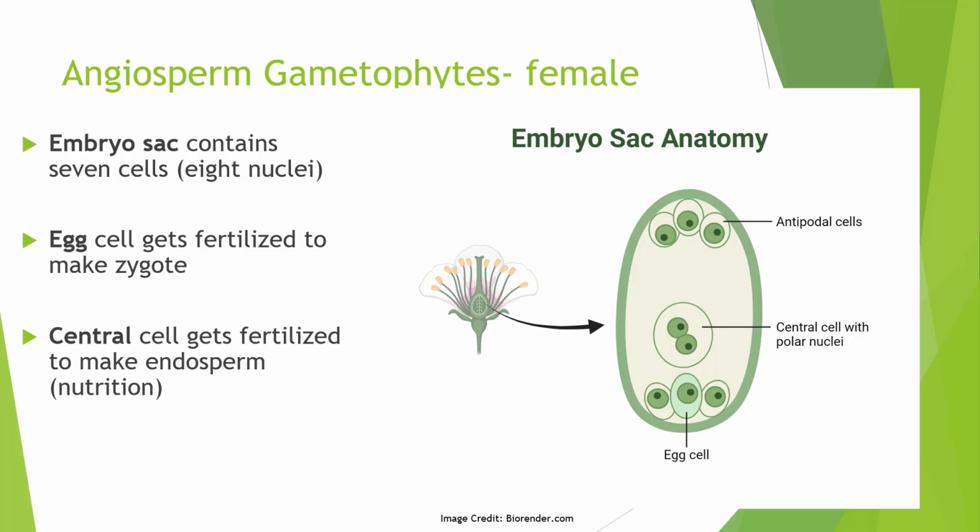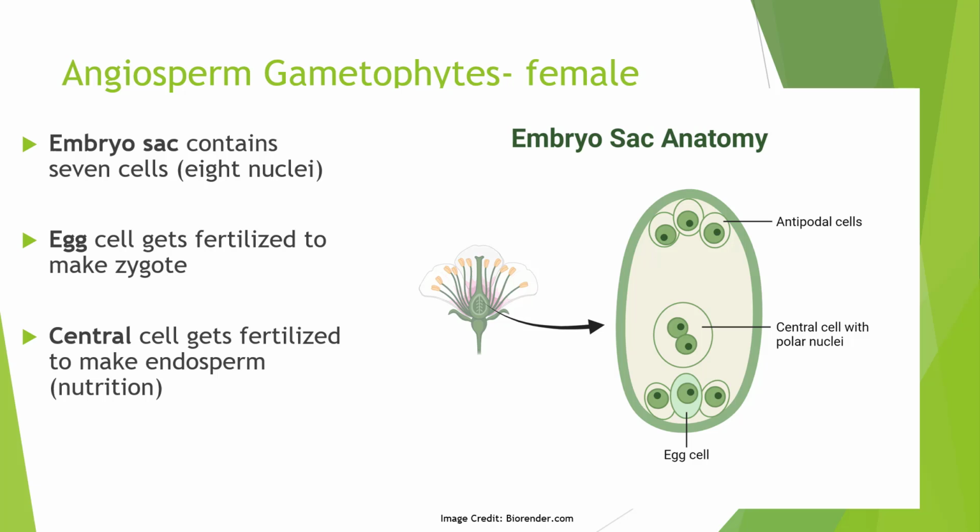So here's what the female gametophyte looks like in angiosperms. Now, this is going to be angiosperm specific because we're dealing mainly with flowering plants. This gets more complicated and more interesting in things like mosses or ferns, which we're not really covering in this class. The embryo sac is what the name of the female gametophyte is in angiosperms. It contains 7 cells with 8 nuclei.